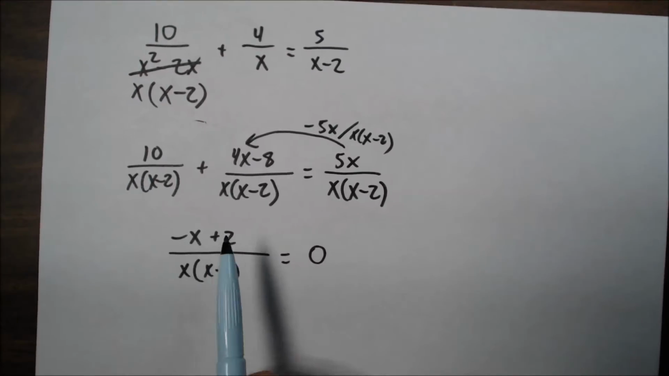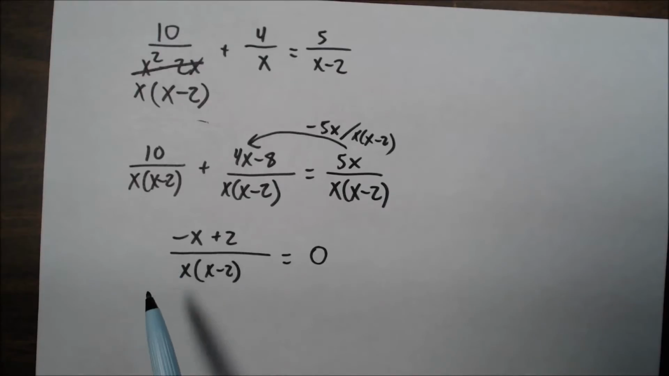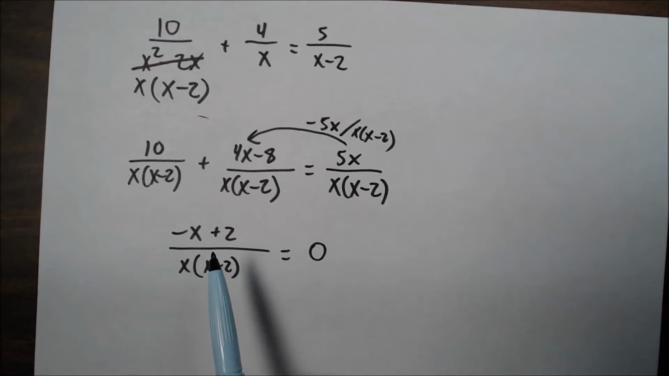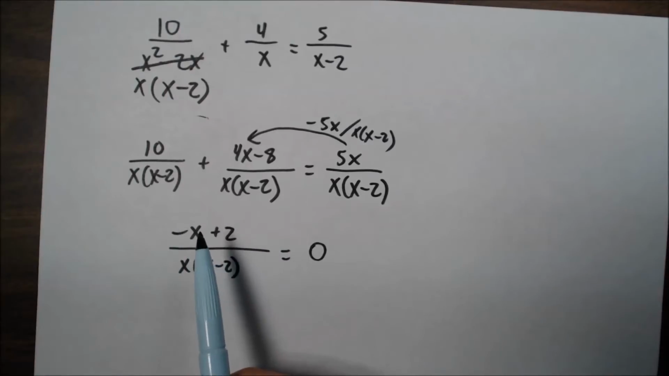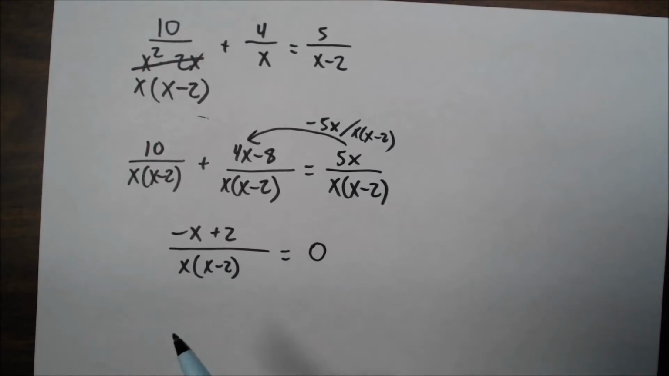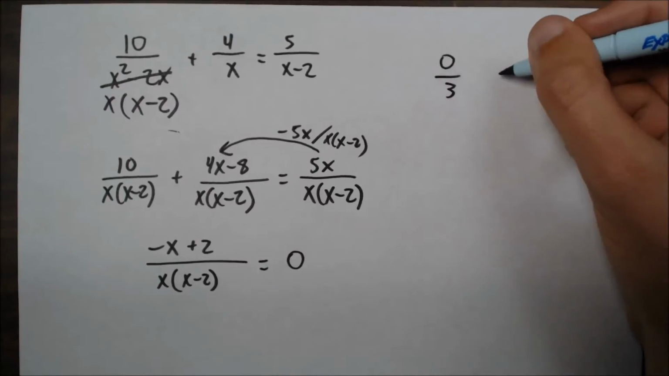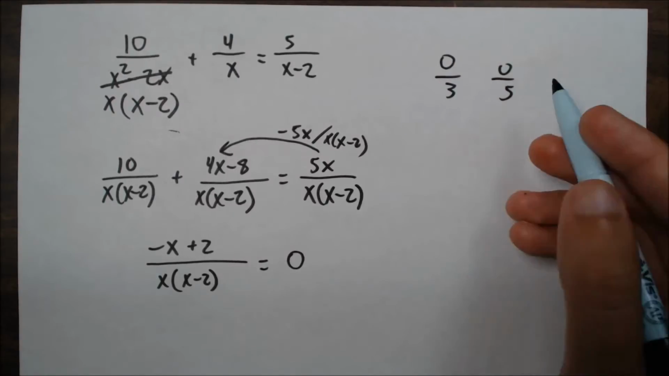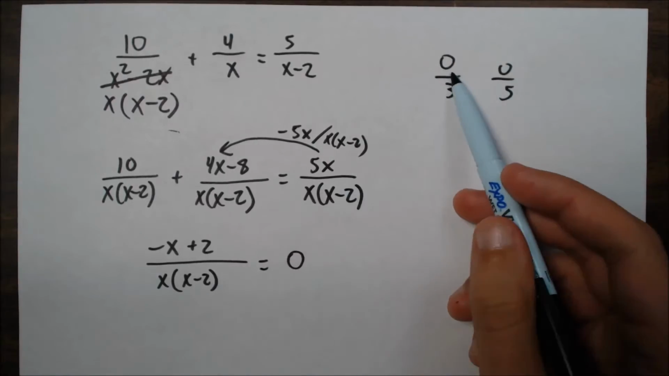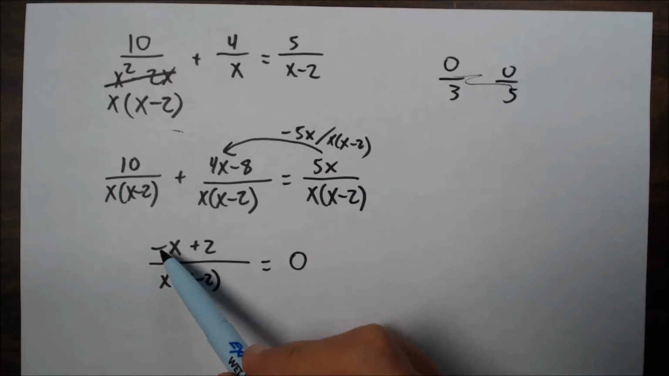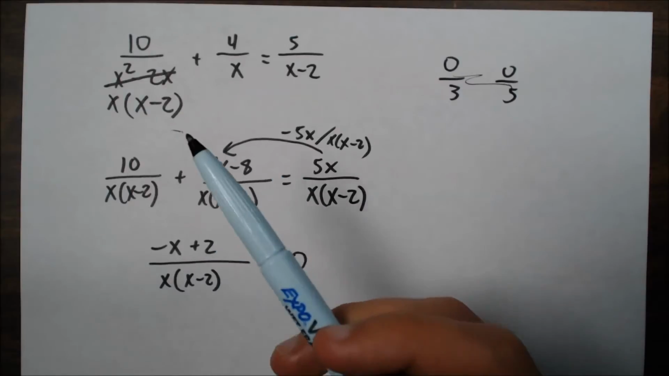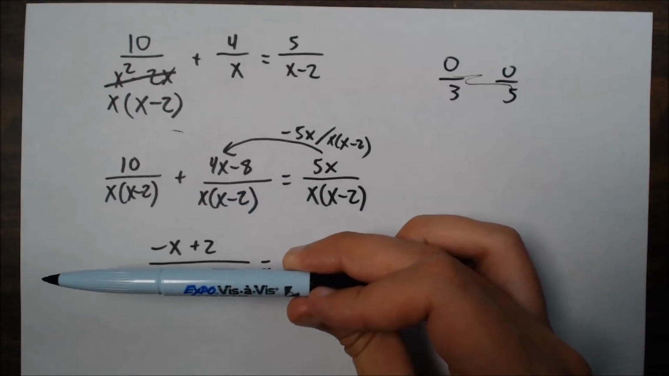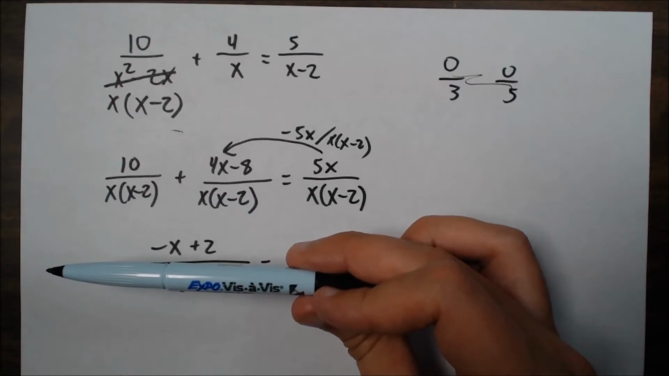Okay, so the question now is, how would I solve this equation? Well, remember that the only way a fraction is going to equal 0 is if the numerator is 0, right? 0 over any number is 0. If I say like 0 over 3 or 0 over 5 or whatever, that's all 0, right? So the only way this will be equal to 0 is if the numerator is 0. So at least for now, you can kind of disregard the denominator. We'll come back to that in a minute.